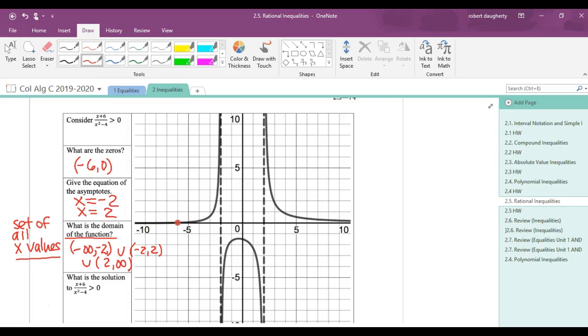What I'm saying is, my graph is undefined at negative 2 and 2. Where is it defined? Every number but that. So what is every number except negative 2 and 2? That's every number from negative infinity up to negative 2, every number from negative 2 to 2, and every number from 2 to infinity. This is the way I write every number except negative 2 and 2.